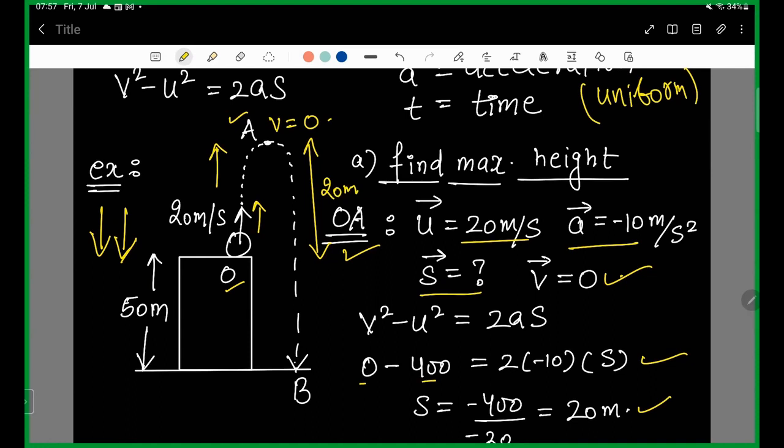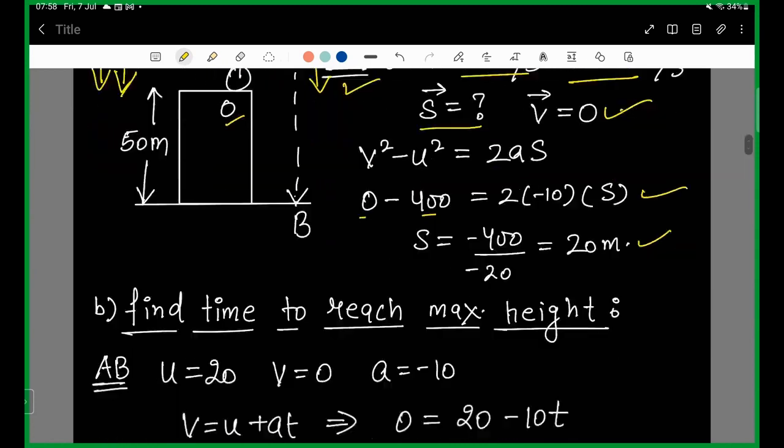So this is how you solved question number 1, in which we were asked to find the total displacement of the ball above the ground, or above the building, or you can say the maximum height of the ball.